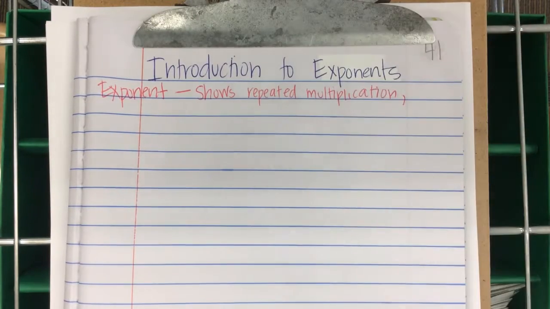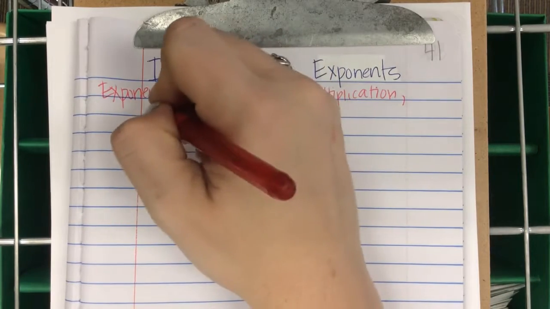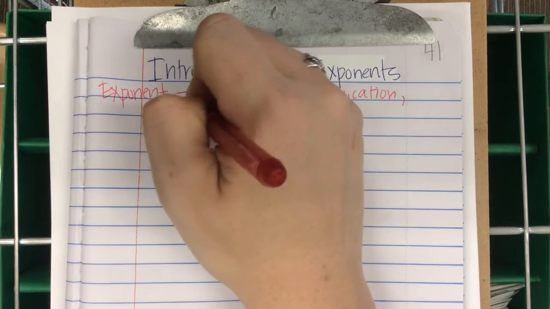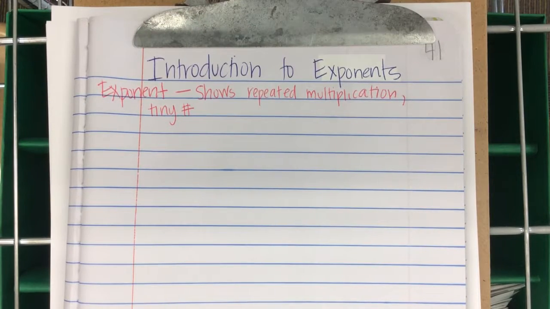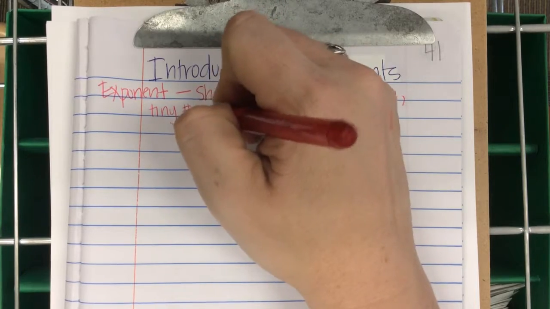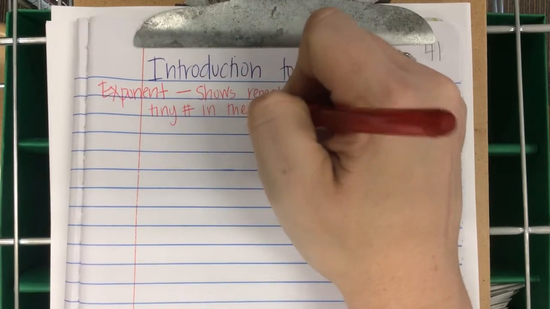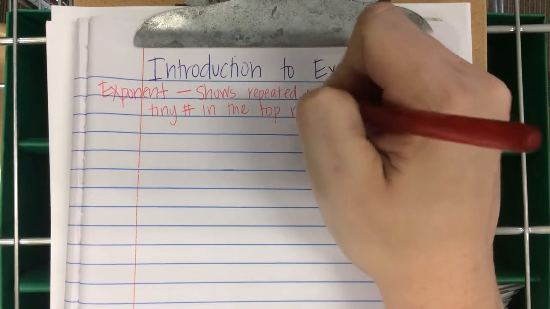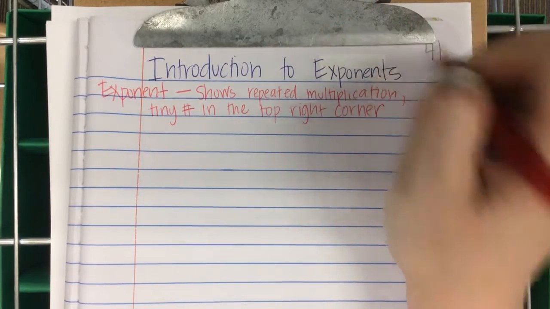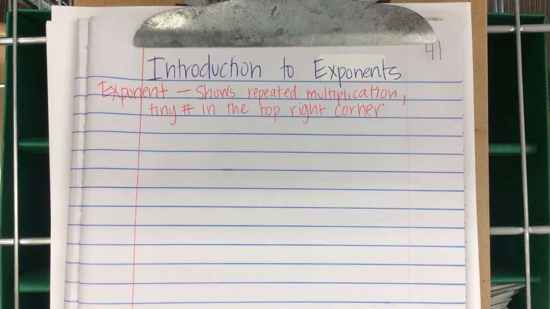You can tell it's an exponent because it's a tiny number. And where is it? It's a tiny number, but where does that tiny number live, Paige? Yeah, in the top what corner? Top right corner. It's a tiny number in the top right corner.